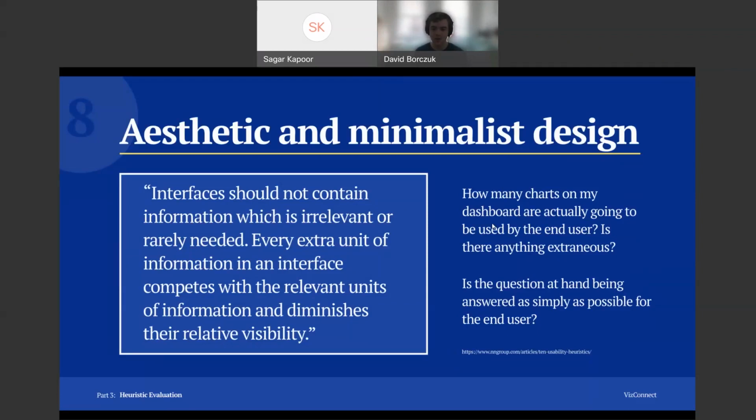And so you're not being overwhelmed by information. And then the last question is the question at hand being answered as simply as possible for the end user. Make sure that the calculations that you're making are able to really calculate that behind the scenes. Don't have the user enter a bunch of different parameters in order to generate the outcome unless absolutely necessary. And make sure that there's a simple question that the user has and the dashboard is answering one or two questions. That's how I build it at my work, and it seems to be pretty effective.